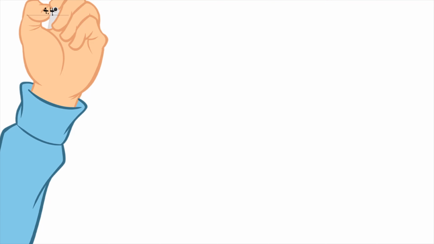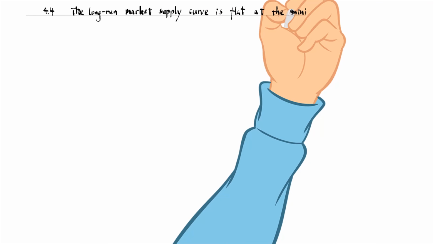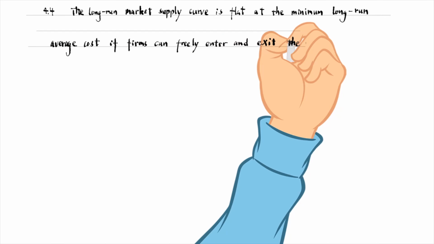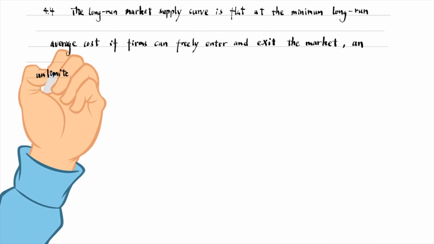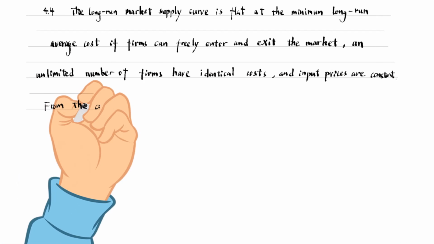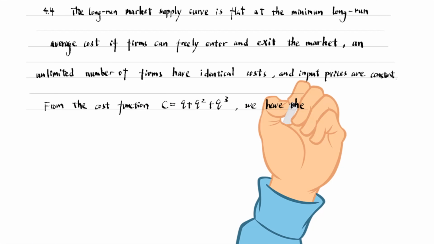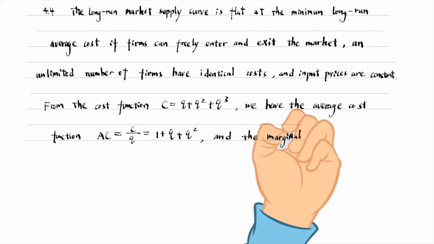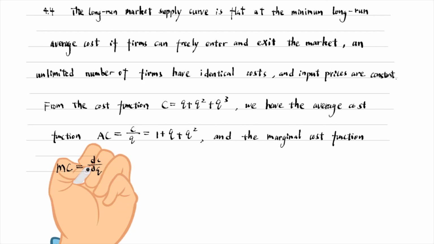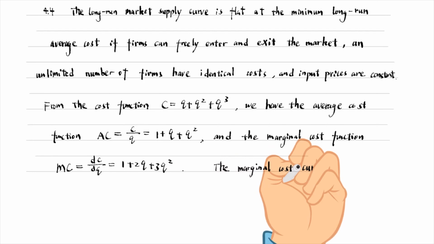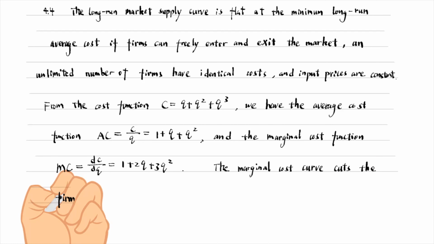The long-run market supply curve is horizontal at the minimum long-run average cost, if firms can freely enter and exit the market, an unlimited number of firms have identical costs, and input prices are constant. From the cost function, we obtain the average cost function and the marginal cost function. To find the minimum average cost, we can use the fact that the marginal cost curve cuts the firm's average cost curve at its minimum.